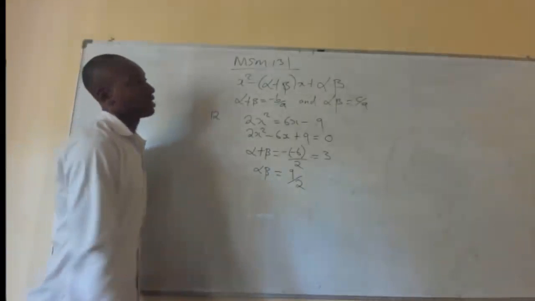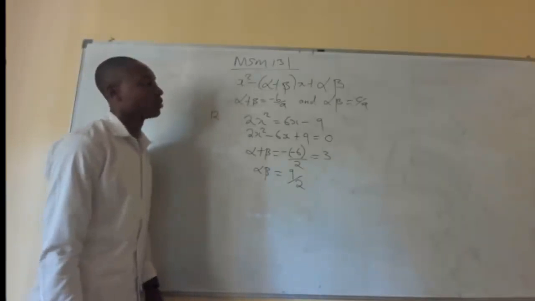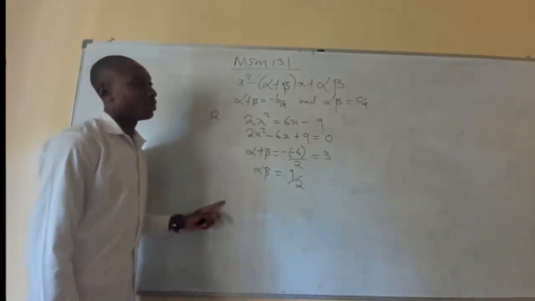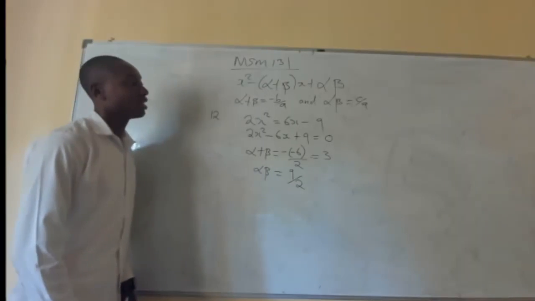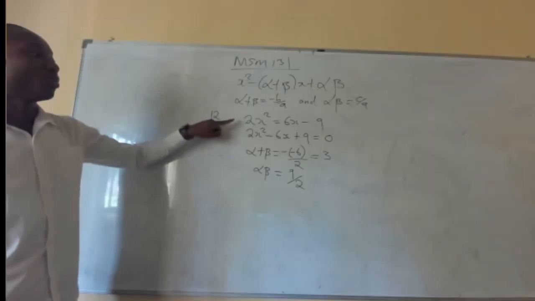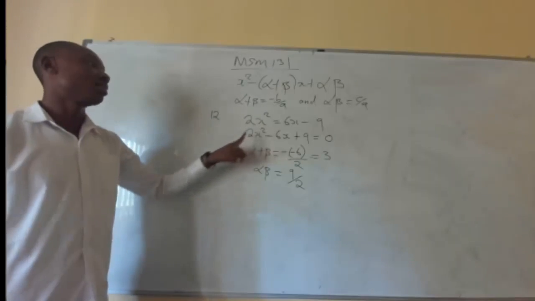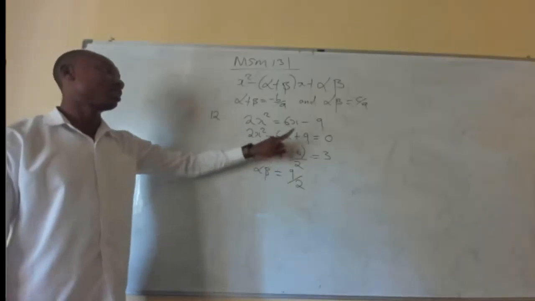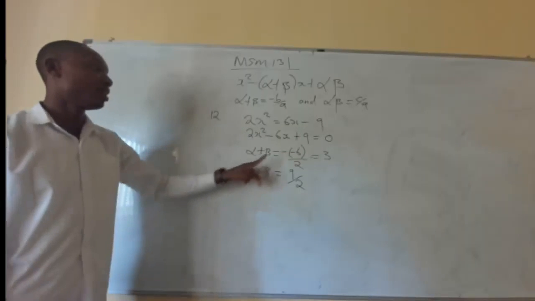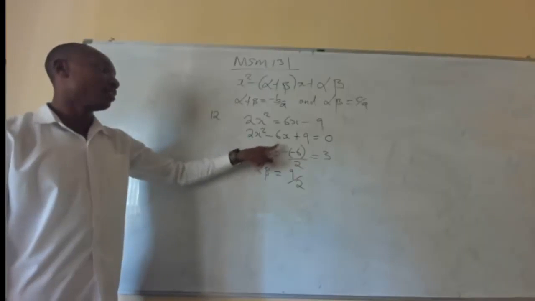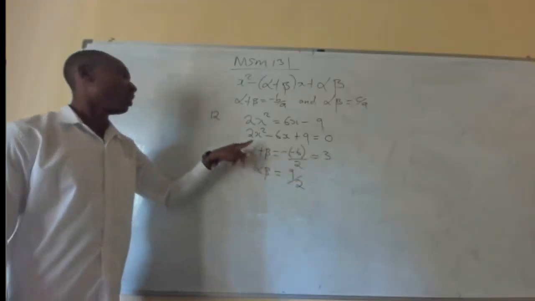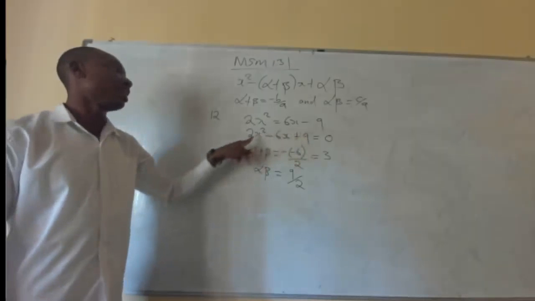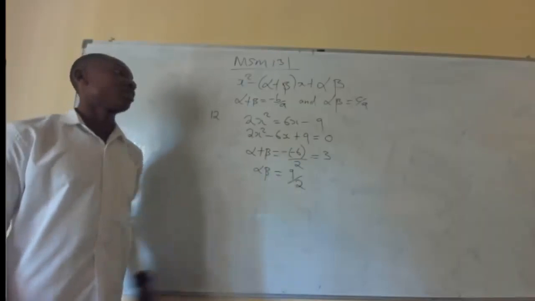It's the same type of procedure that we used on the previous question, and it's the same procedure we're going to use on this question. We have to identify A, B, and C. So A is 2, B is -6, and C is 9. So the sum is -6 over 2, which is +3. And then C is 9 and A is 2, so the product is 9 over 2.